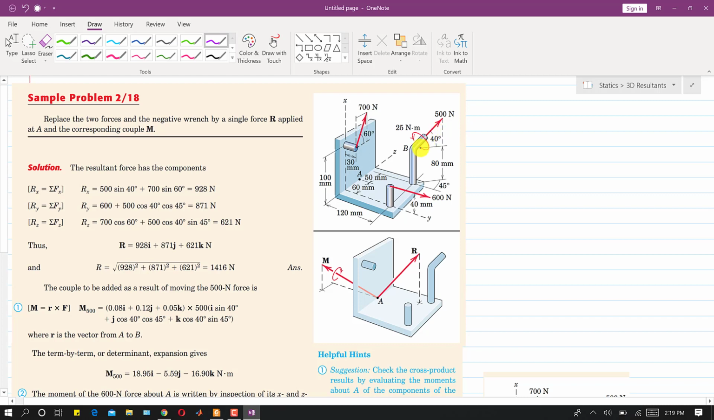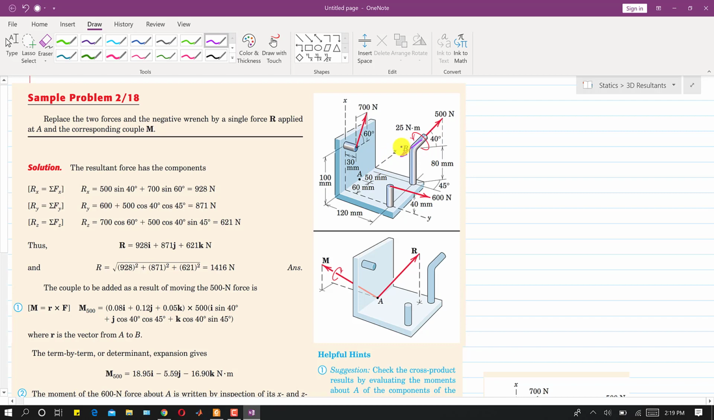So we are asked to replace these two forces and this negative wrench. So this is the negative wrench. If we curl our right hand fingers in this direction, our thumb will point in this negative direction, right? So then this is a negative wrench. So two forces and a negative wrench, and we are asked to find the resultant and the corresponding couple at this point A.